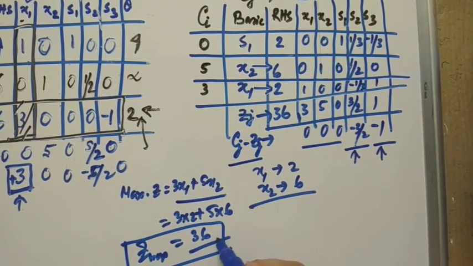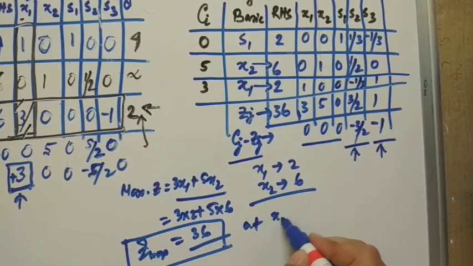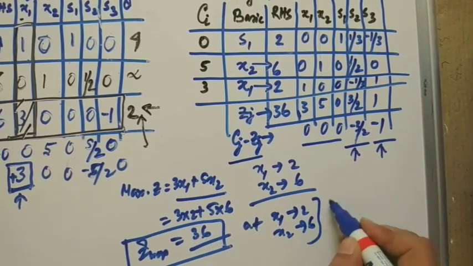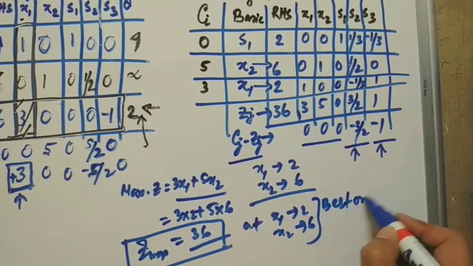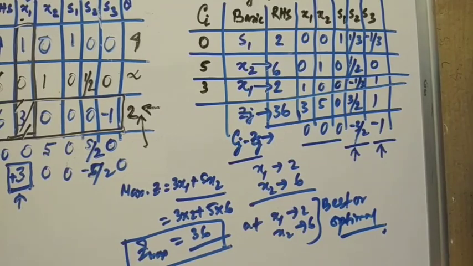So we are having the maximum value, the maximum profit, you can say rupees 36 at x1 equal to 2 and x2 equal to 6. It is the best or optimal solution, you can say. Okay, one more thing.